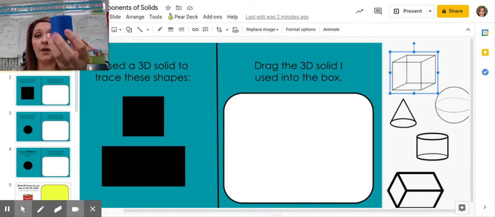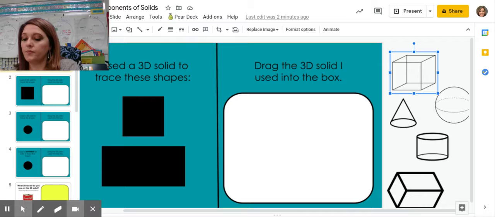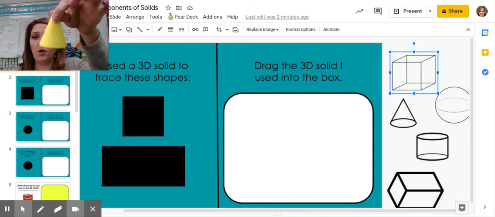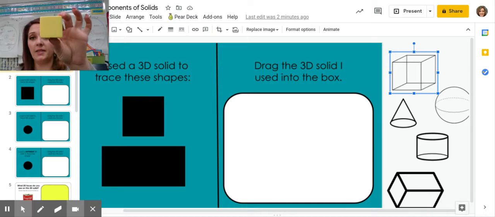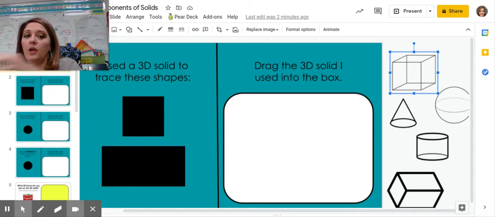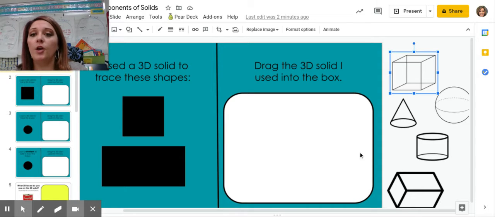So let's look at our 3D shapes. This one is a cylinder. This one is a sphere. This one is a cone. And this one is a cube. So which of the shapes that are on the screen over here on the side could I have traced to get these black shapes? So let's look at the first one.